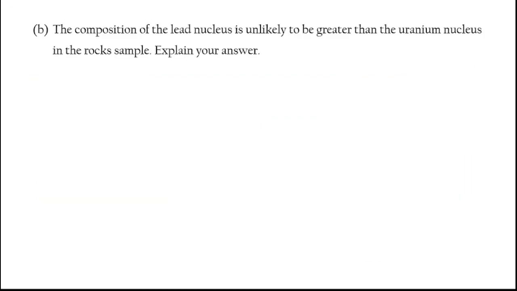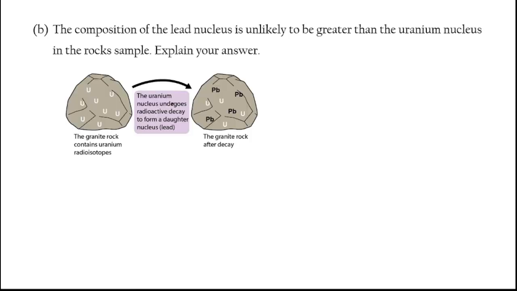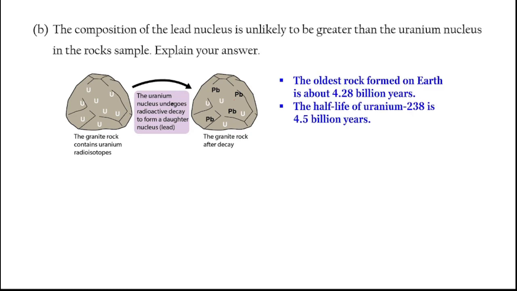Okay, B, it is a continuation of the previous one. The composition of lead nucleus is unlikely to be greater than uranium nucleus in the rock sample. Explain your answer. Okay, so originally this rock is all U. But we find one rock that has a lot of U still. The lead is just a little. Why? Oh, we need to know the half-life of uranium 238. Wow, that's long. 4.5 billion years. Even a lifetime would not make it half yet.